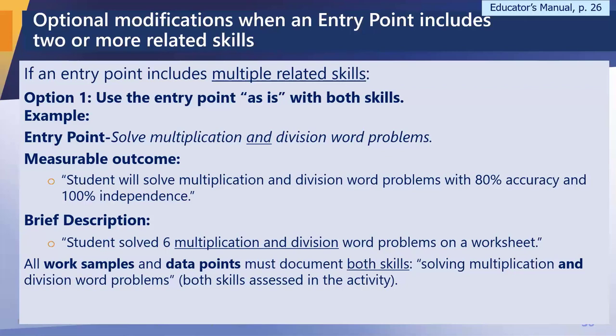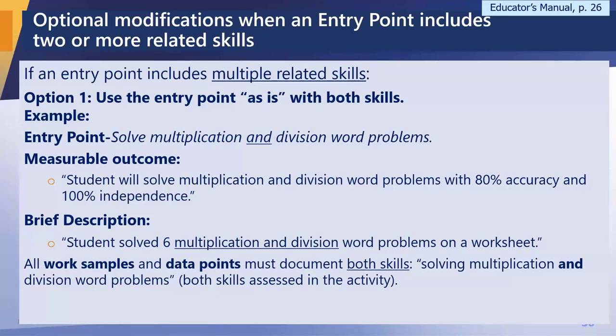However, say you find solve multiplication and division word problems. That's the entry point. Remember that entry point becomes a measurable outcome. The measurable outcome now says student will solve multiplication and division word problems with 80% accuracy and 100% independence. That's my criteria for when I think my student has made it. I might stop before that, not a problem, but I might continue. That's fine. So that's what I chose as an entry point.